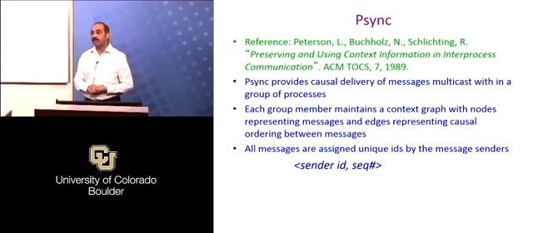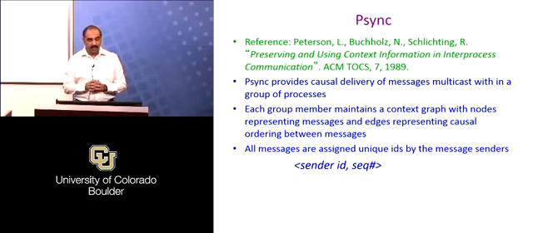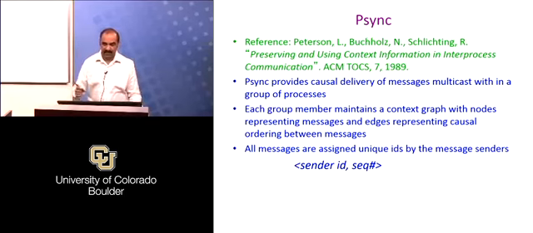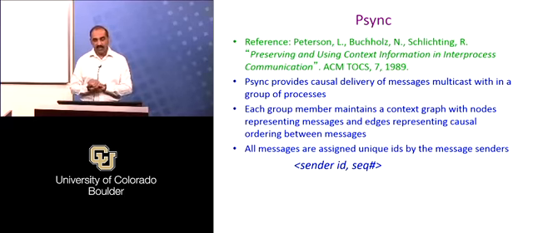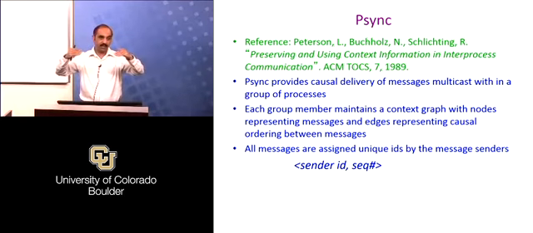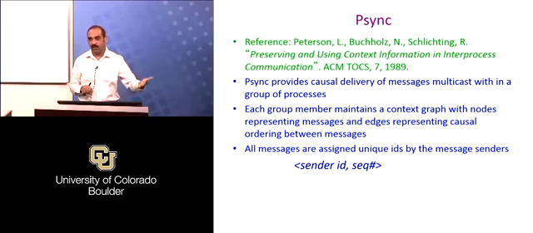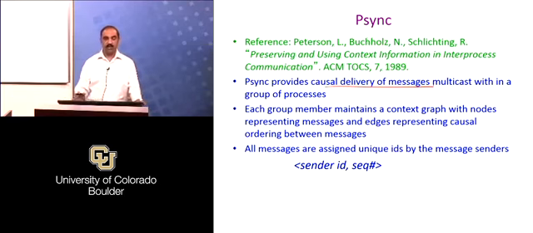There is another implementation which I want to talk about for causal order, and that is a protocol called psync. Psync stands for pseudo synchronization. Psync provides just a causal ordering of messages, and then a group communication system is built on top of psync, which provides all the services that ISIS provides, like causal order, total order, and the group membership protocol. So psync provides causal delivery of messages multicast within a group of processes.